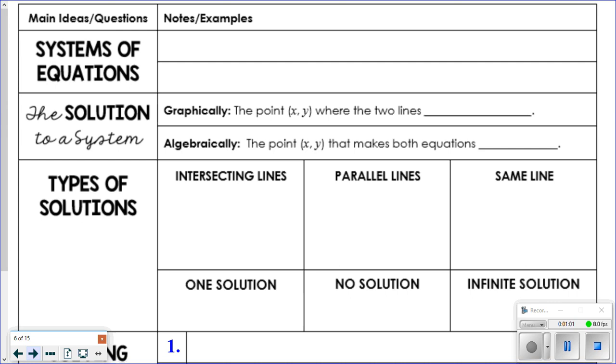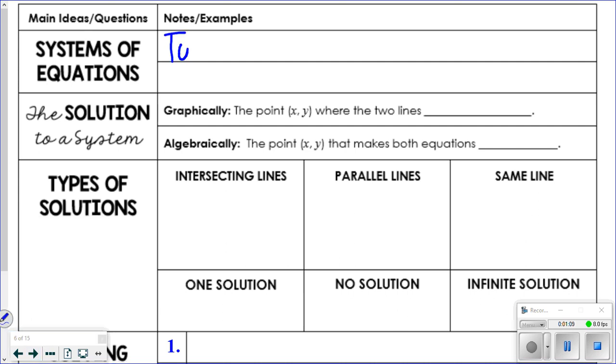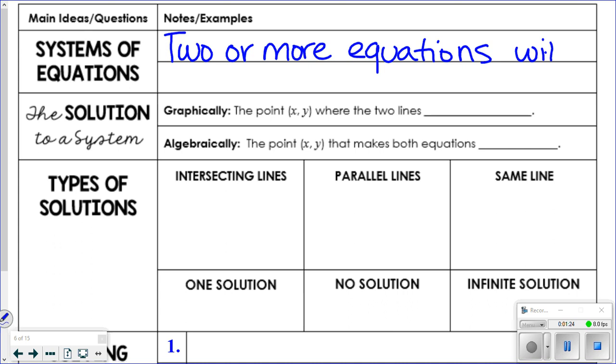So on this note sheet, systems of equations are two or more, and we're just going to start with looking at two, with the same variables. And normally, those variables that we use are x and y. So for y equals mx plus b.